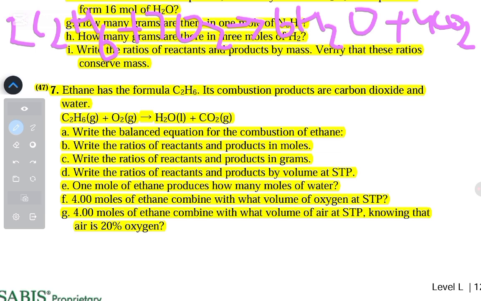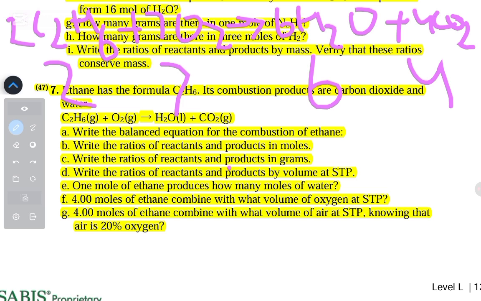Write the ratios of reactants and products in moles. Okay, we have all of the moles here. It's 2, 7, 6, 4. That's it. Just write that. That's the ratios of reactants and products in moles.